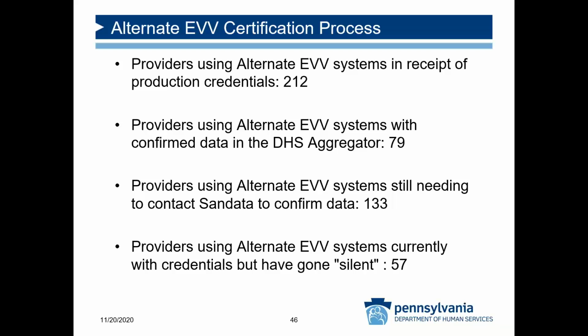This is extremely important because just because you've received production credentials doesn't mean your data is showing up properly, and we want to make sure everyone troubleshoots these issues before January 1st when claims impacts will begin. And then providers using alternate EVV systems currently with credentials but have been unresponsive, there are 57, and the department is currently conducting direct outreach through phone calls to those providers. So if you do receive a voicemail, it is because we are trying to make sure that you successfully complete the process. Next slide, please.